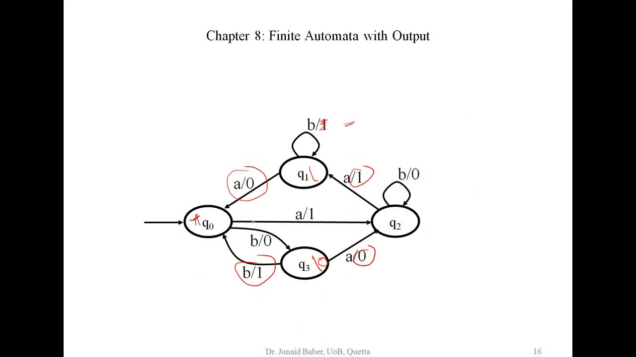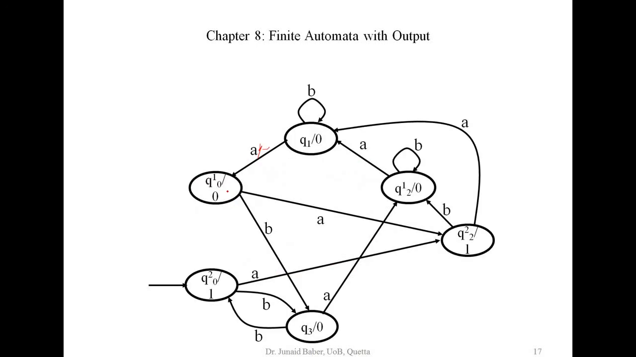Outgoing edges: one was going from Q0 to Q2, and another outgoing was from Q0 to Q3. So these two edges should be added to both parts. From Q0 you will be going to Q2, and from Q0 you will be going to Q3. Alright, and this is how it is balanced.